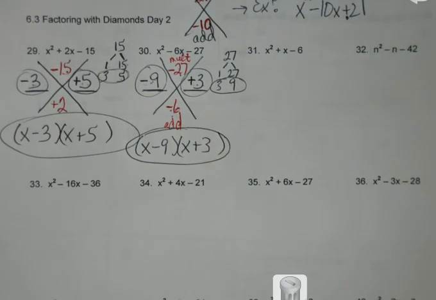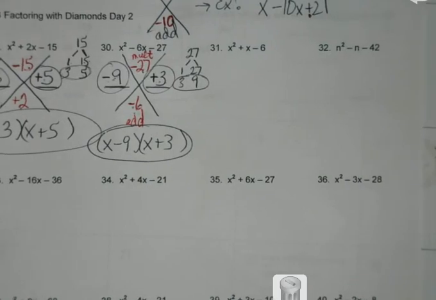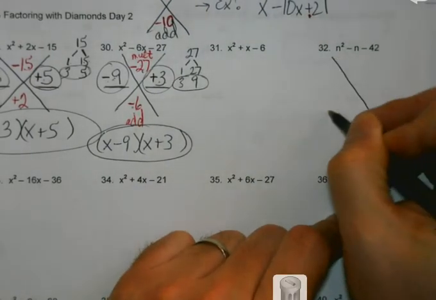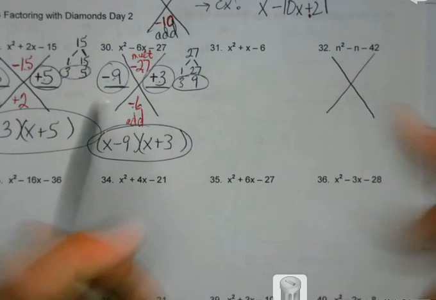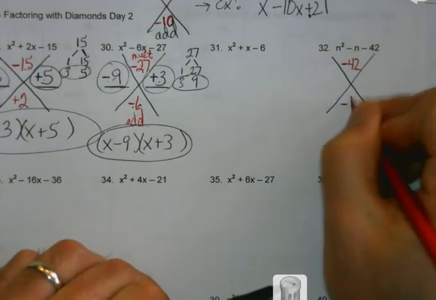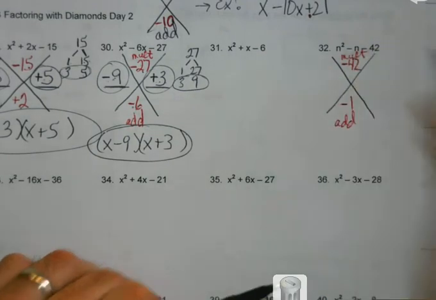Now, it may not always be something that comes out real nice and clean and easy. So let's move along here a little. Let's go over to 32. I'm going to do one more with the diamond, then let's see if we can try one without it and see how we do with it. So multiply to negative 42 and add to negative 1.